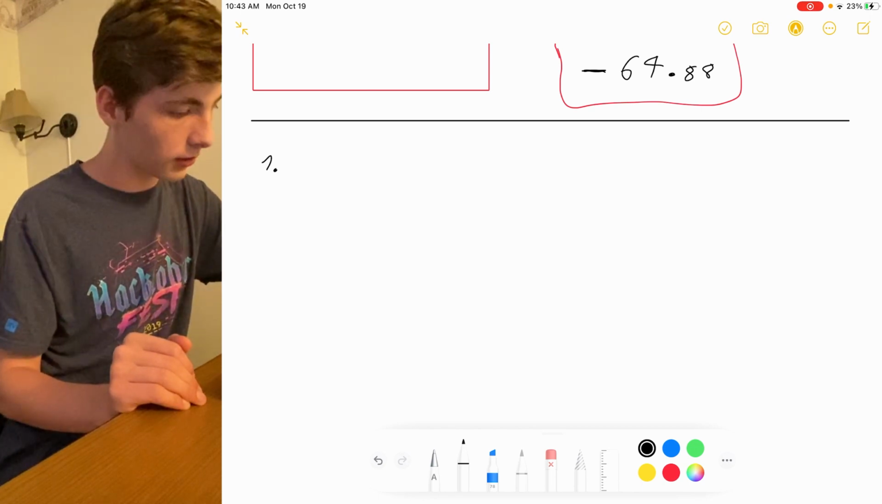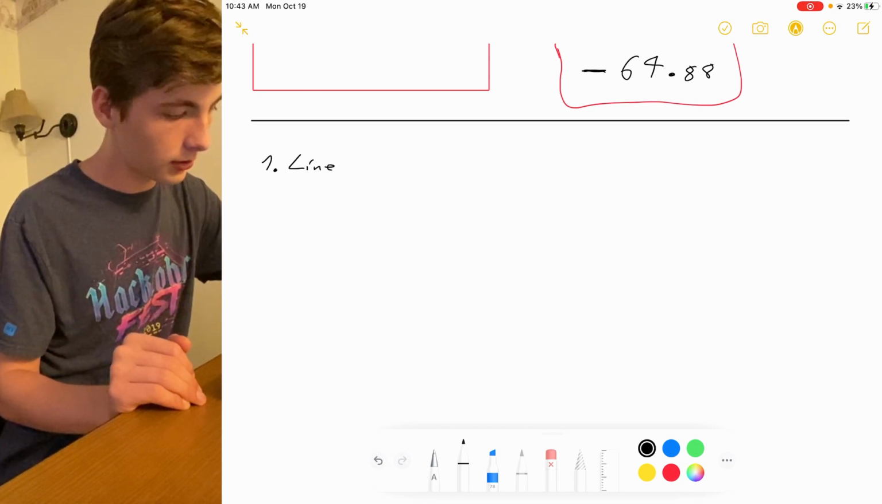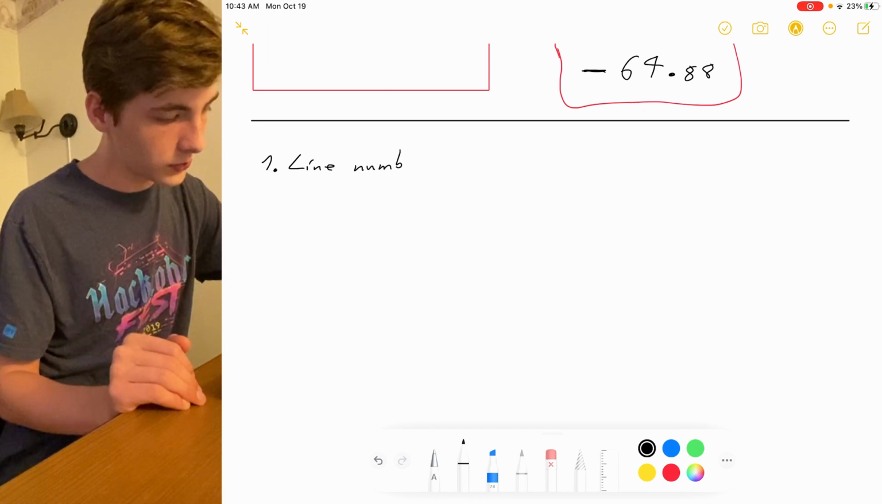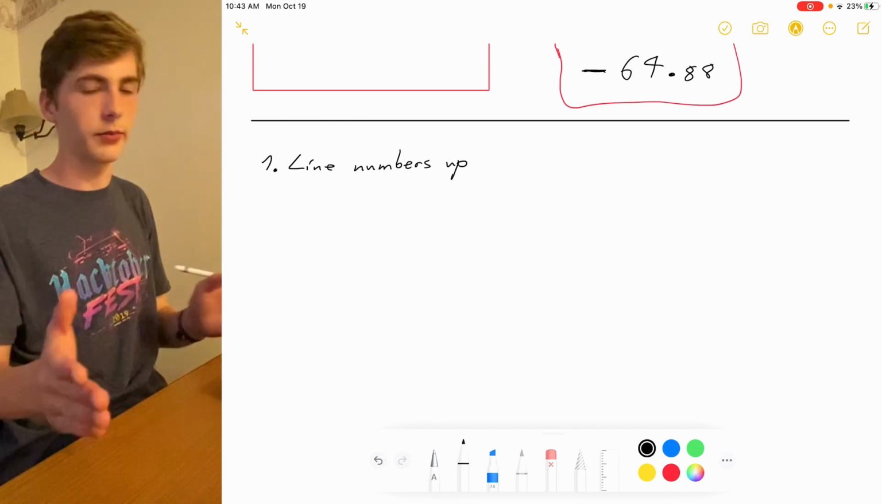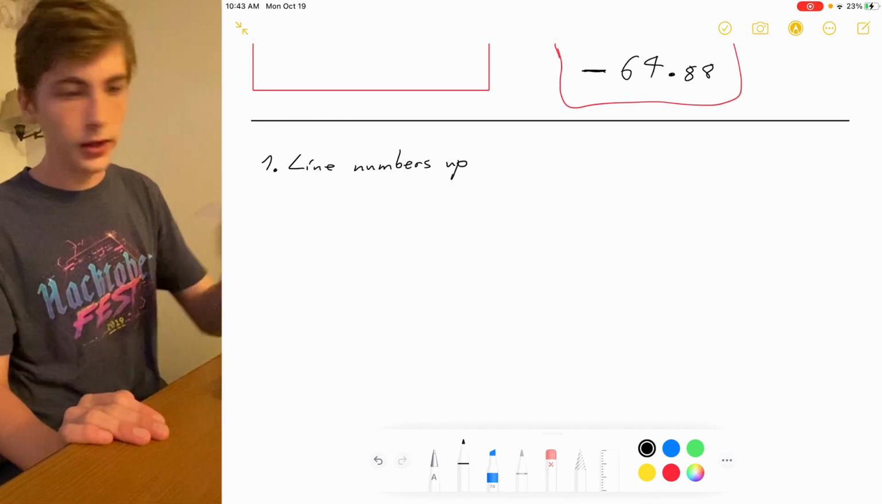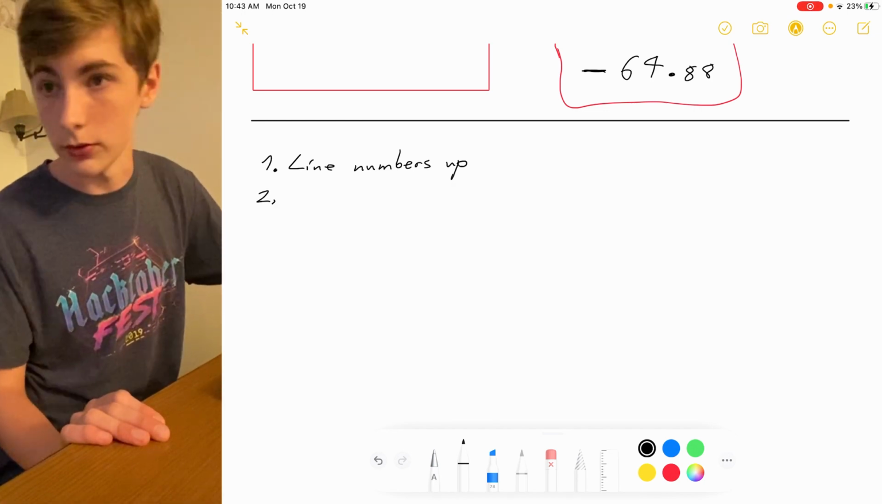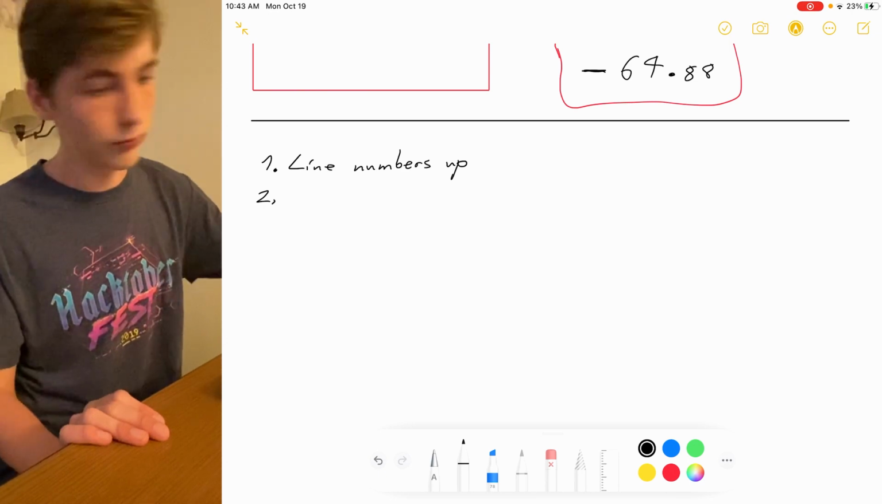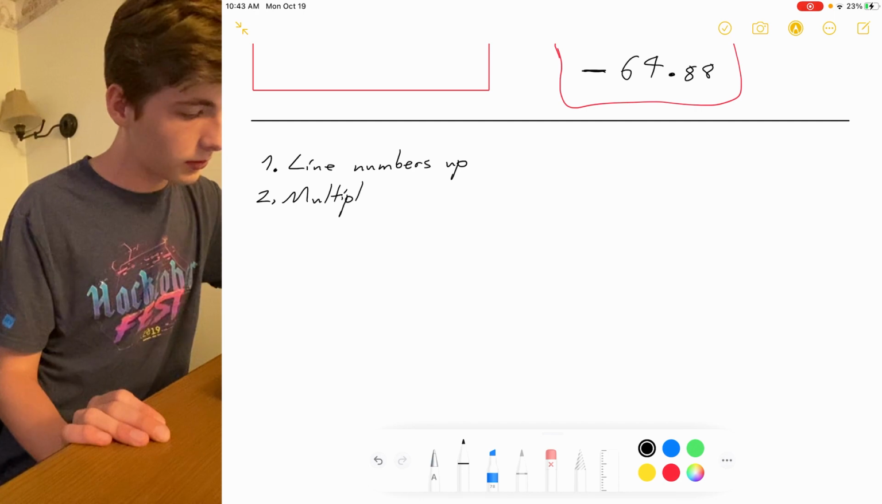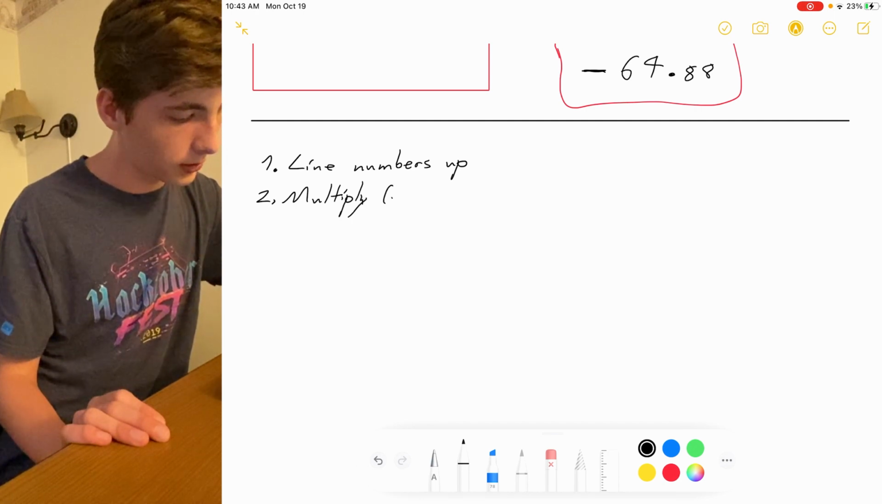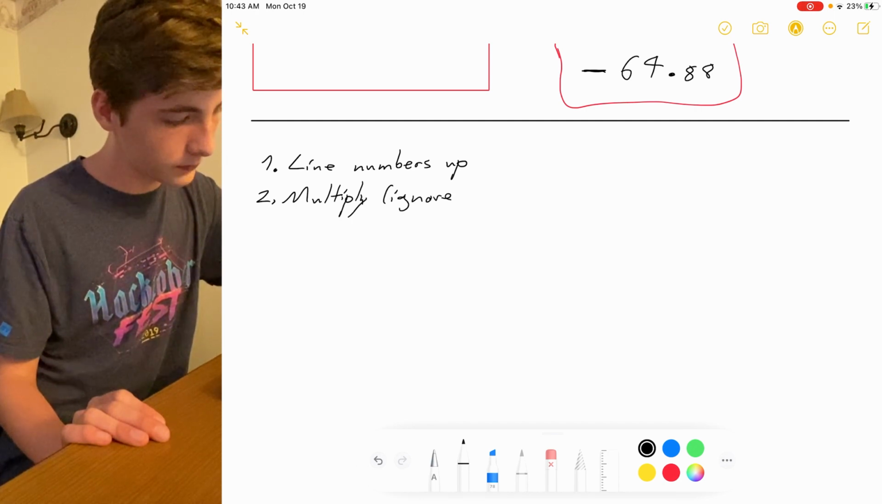So first we're going to line numbers up vertically. Notice we're not lining up the decimal points. We're just going to line up the numbers. Then we are going to multiply the same way we normally would. So we're going to ignore the decimal point, right?